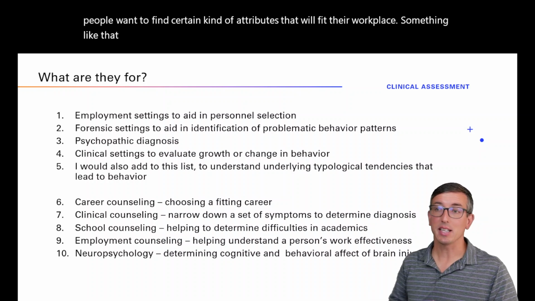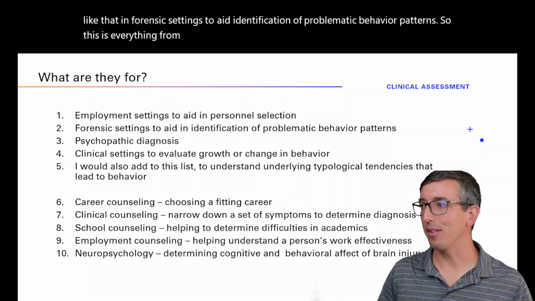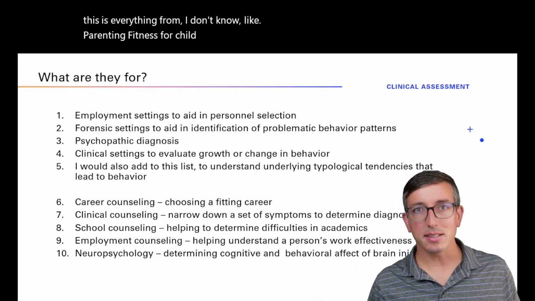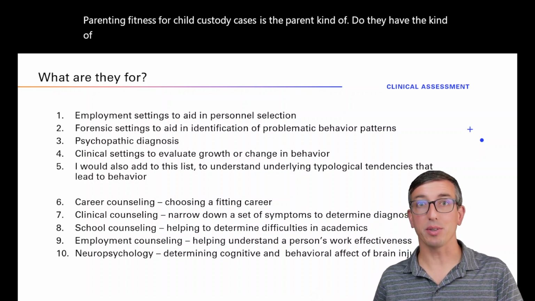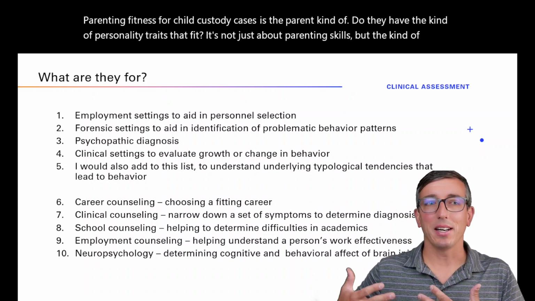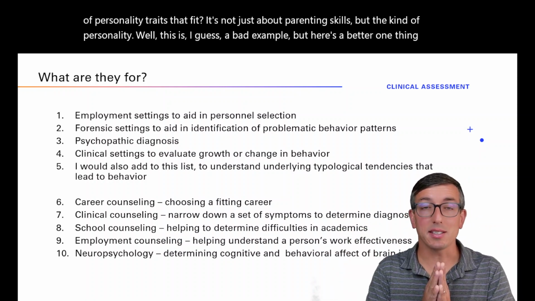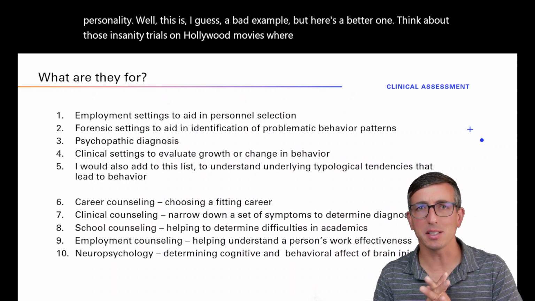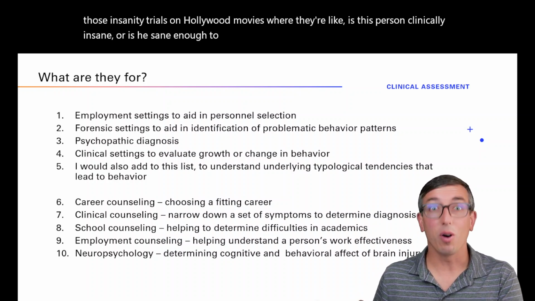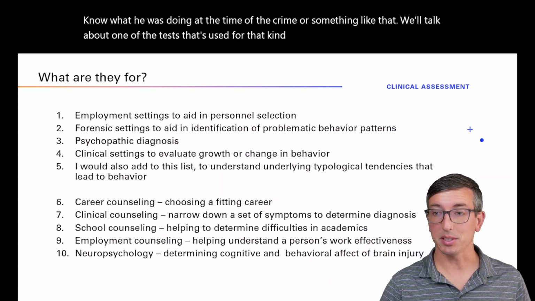In forensic settings, they're used to aid identification of problematic behavior patterns. This is everything from parenting fitness for child custody cases. Does the parent have the kind of personality traits that fit? It's not just about parenting skills. Here's a better example. Think about those insanity trials in Hollywood movies where they ask, is this person clinically insane, or is he sane enough to know what he was doing at the time of the crime? We'll talk about one of the tests that's used for that kind of thing specifically.